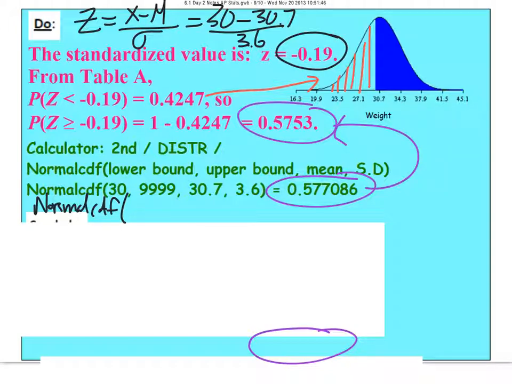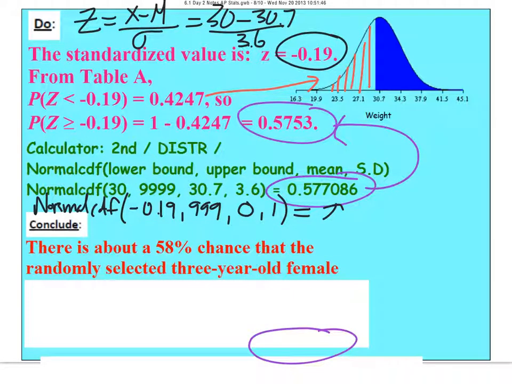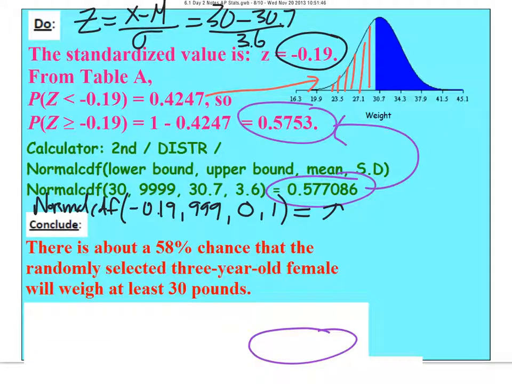Okay, let's wrap this up with the conclusion. So what I can conclude is this. There is about a 57% chance that a randomly selected 3-year-old female will weigh at least 30 pounds.